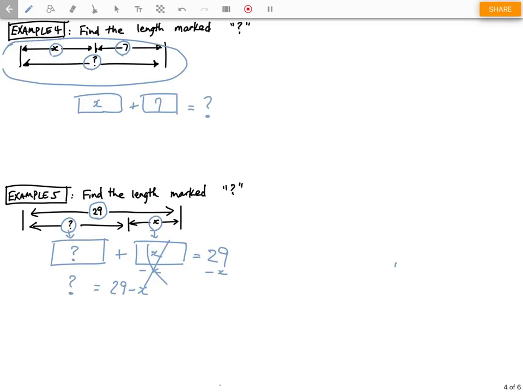Now, I want to point out one thing. 29 minus x is not the same as x minus 29. So if this was a test or a homework question and you wrote the answer to this was x minus 29, then you would be incorrect.